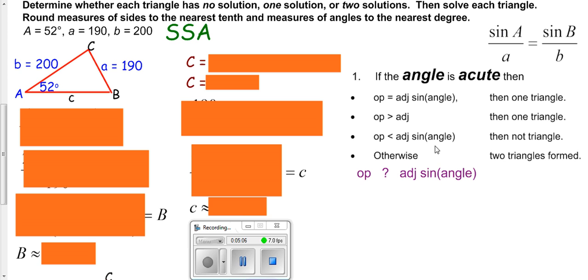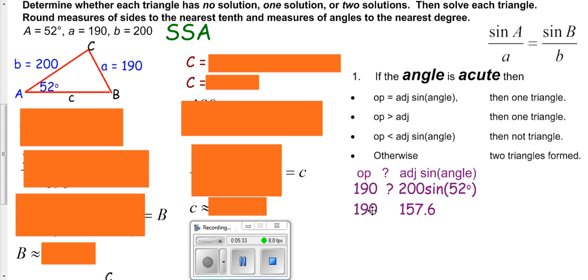The top one and the third one both deal with the opposite side and an adjacent side on the other side of the angle. So let's take our opposite side equaling our adjacent side times the sine of our angle. All we have to do is type the right side into our calculator, and we get 157.6. So it's obviously not the top one. They're obviously not equal.